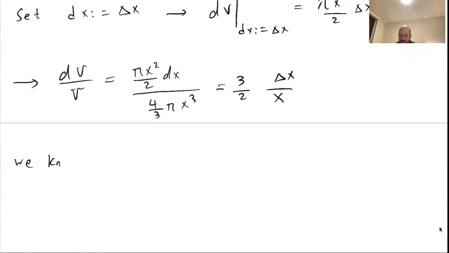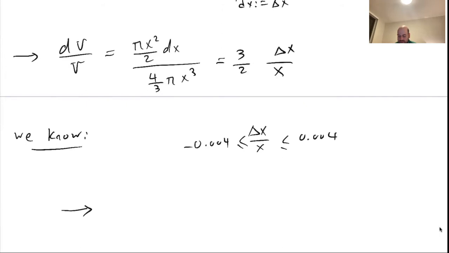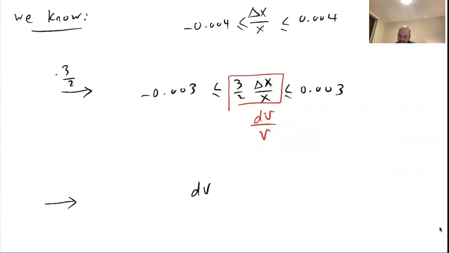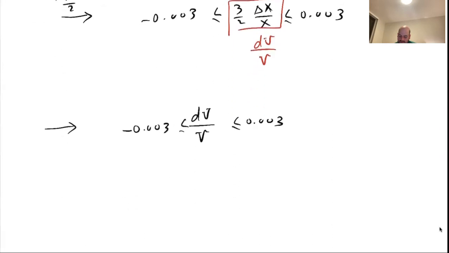So we know that delta x over x is between minus 0.004 and 0.004. If I multiply everything by 3/2, then I'll get minus 0.006, 3/2 delta x over x, and 0.006. And this guy here is dV over V. So then we can say that dV over V is between minus 0.006 and 0.006. And this is an estimation for delta V over V.